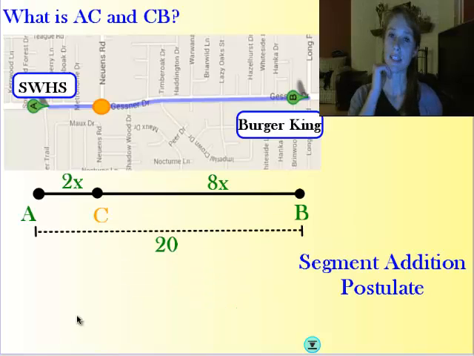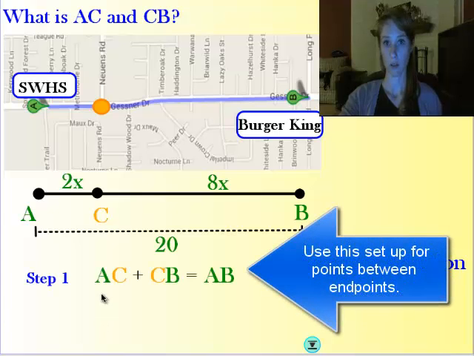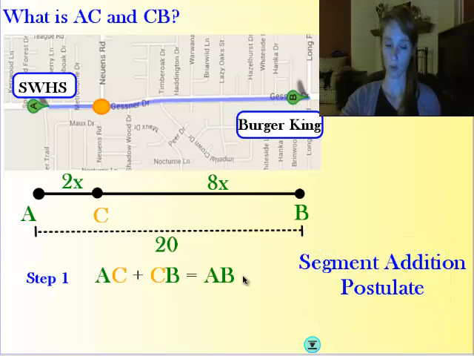Okay, so let's use the segment addition postulate to solve a problem. This time, I've given you segment AC and segment CB, their lengths as expressions with variable x. Okay, so what I want you to do always, your first step in this type of problem, is write down the 2 line segments that add together to equal the longer line segment. That's always step 1.